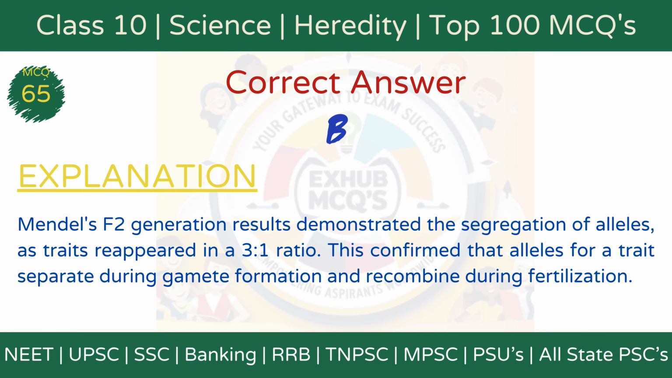The correct answer is option B, demonstrated segregation. Explanation. Mendel's F2 generation results demonstrated the segregation of alleles, as traits reappeared in a 3-to-1 ratio. This confirmed that alleles for a trait separate during gamete formation and recombine during fertilization.